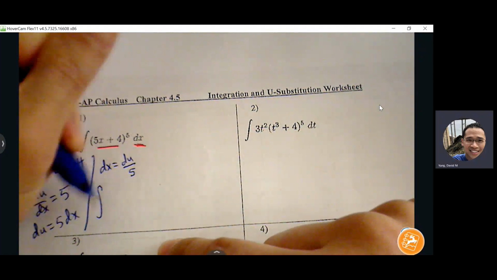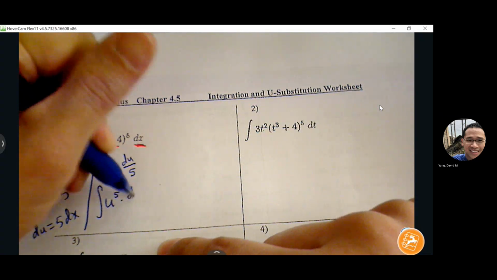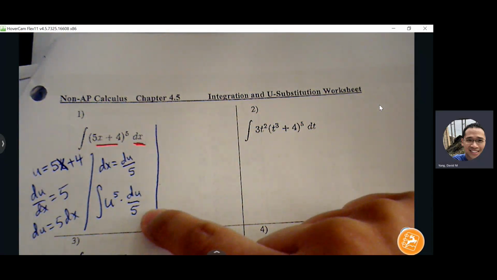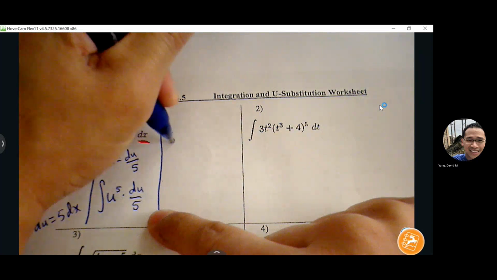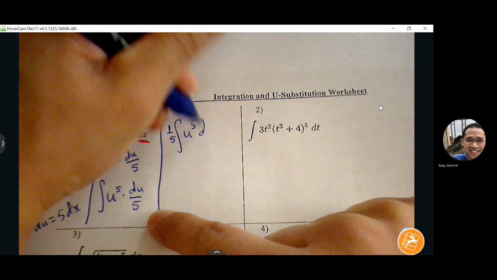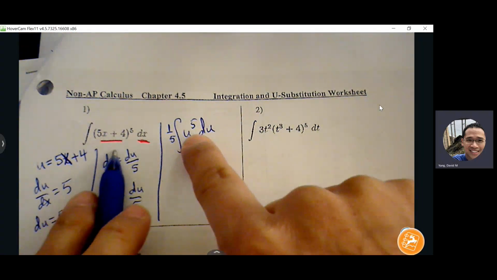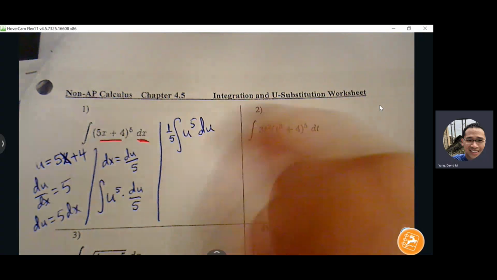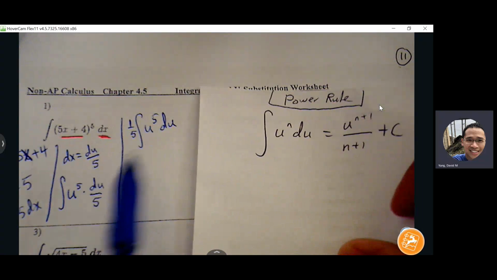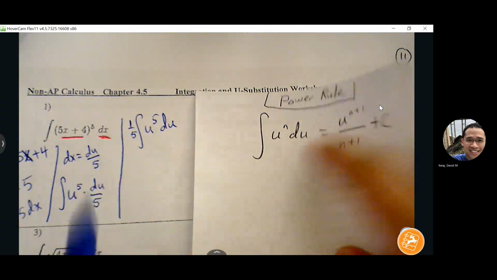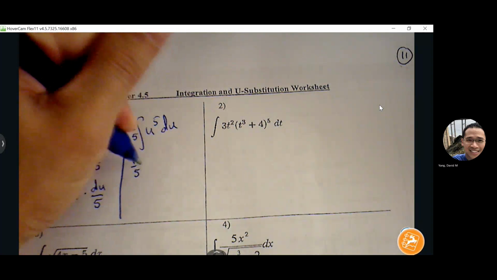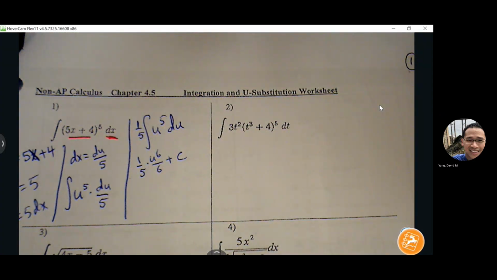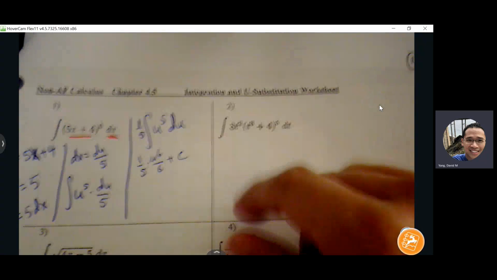Make our substitutions. Pull the 1/5 out in front. So we're staring at an easier problem, and we have a rule that we can apply. Right? This is power rule. Matches perfectly. Okay, pull the 5 and 6 out in front. That's 1/30.